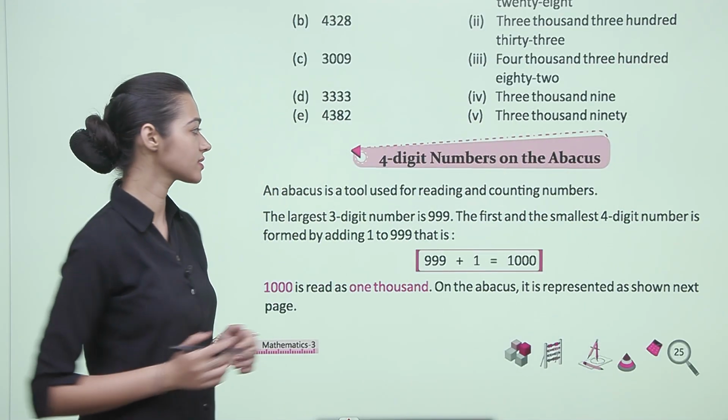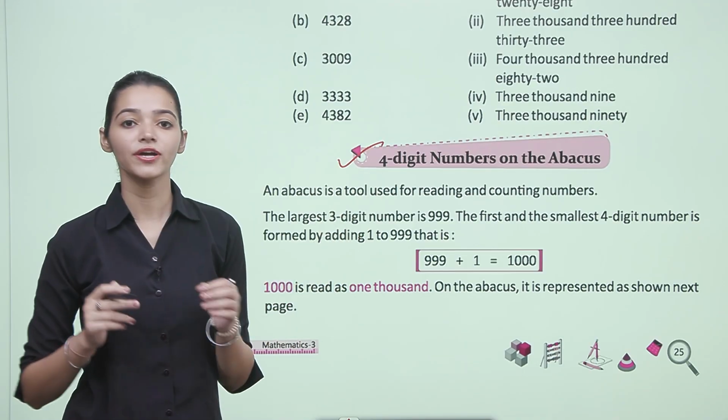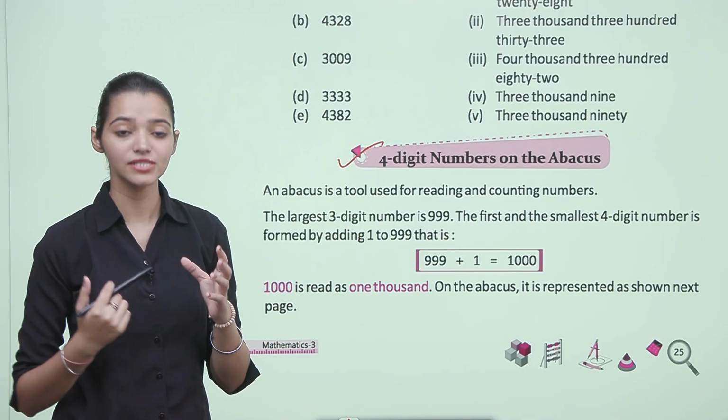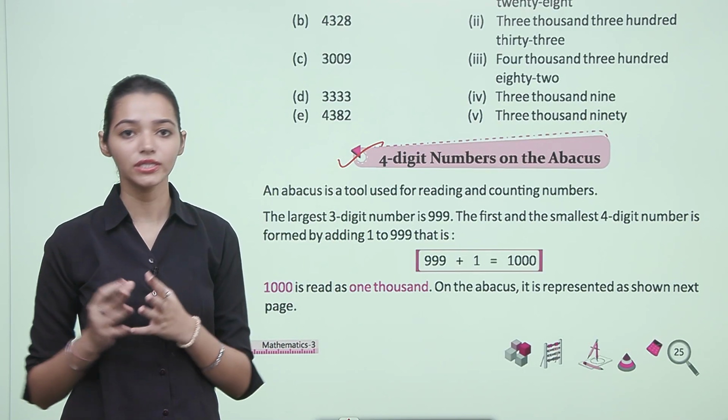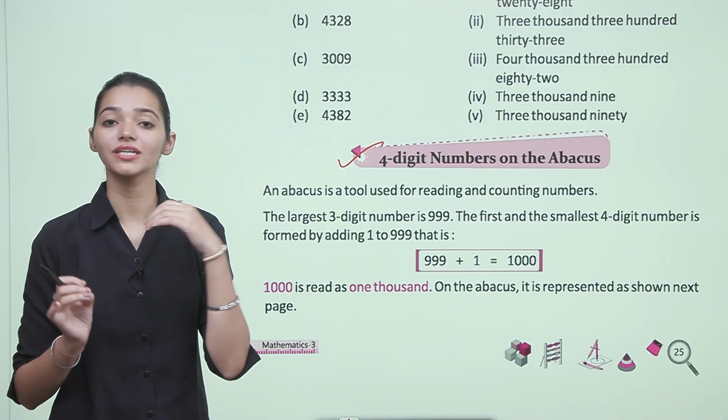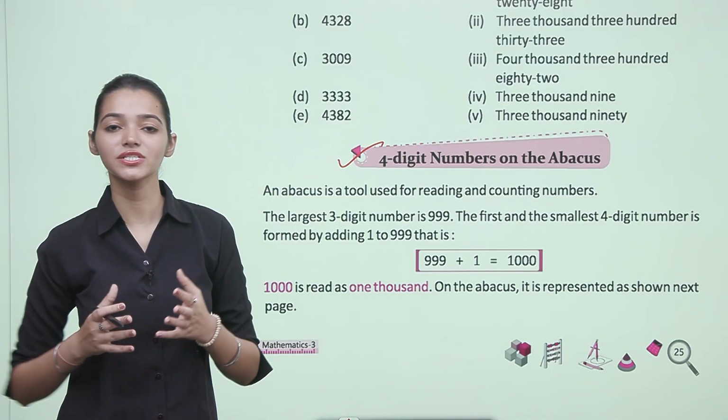Now the next topic is we have to find 4-digit numbers on the abacus, and the abacus is a tool that is used for reading and counting numbers. That means when we use an abacus we can read and count those numbers very easily.